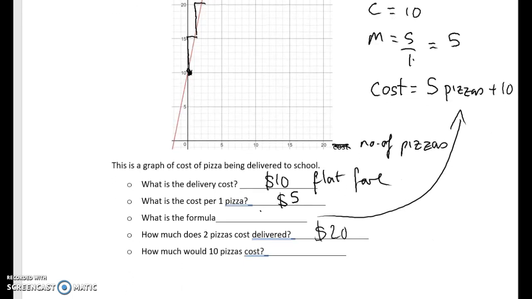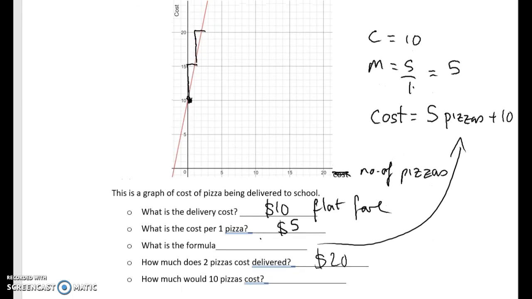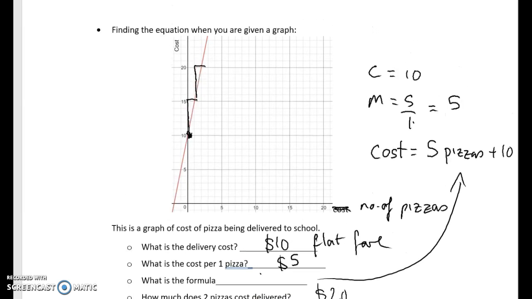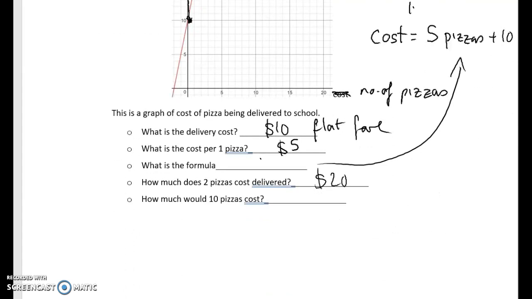And my last question is, how much would 10 pizzas cost? Now, that's right over there and it's gone off my graph. I can't actually read it from there, but I could use my formula. I am buying 10, so my cost equals 5 times the number of pizzas plus 10. So 5 times 10 gives me 50, plus an extra $10 for delivery would be $60.